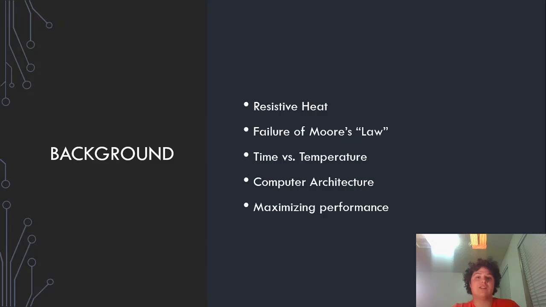And that's where computer architecture comes in. So computer architecture does a lot of things, including devising new ways to do things like parallel computing. But the goal of computer architecture is to maximize the performance of your computer chip if you have a given number of components and transistors.